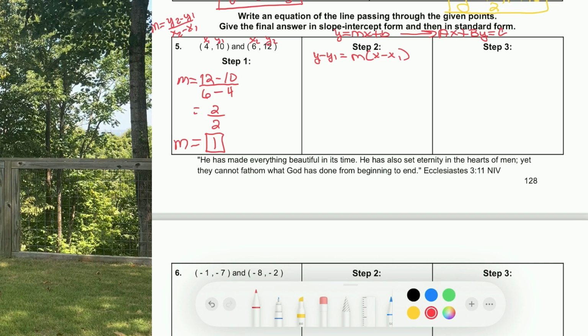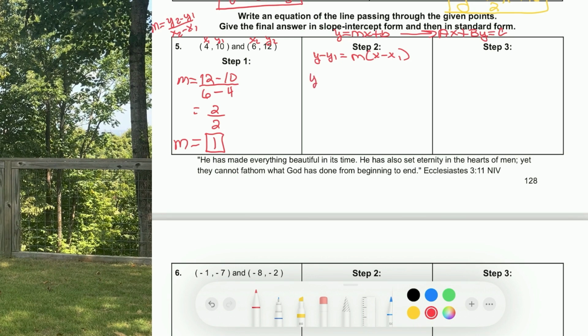Now I need to pick one of our coordinates to use to find our line. I'm going to pick the first one. Remember, we learned in the notes that it doesn't matter which one you pick. You can pick either one. You'll end up with the same answer. But I'm going to pick the first one.